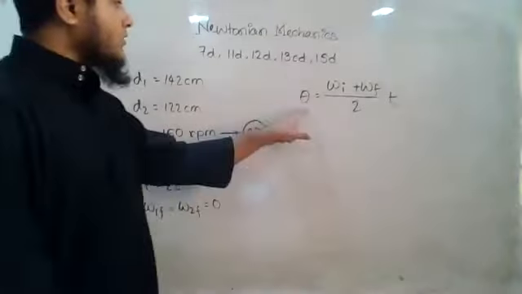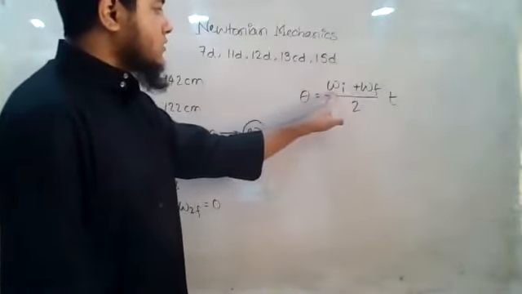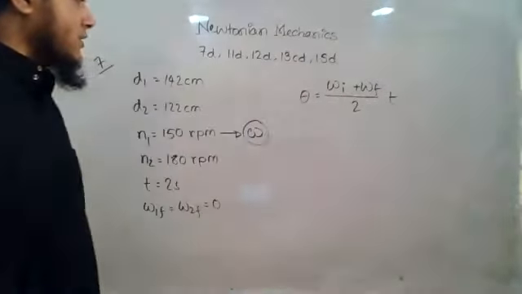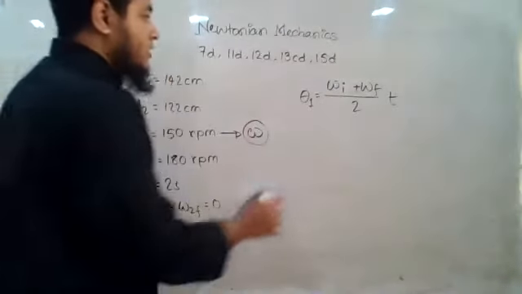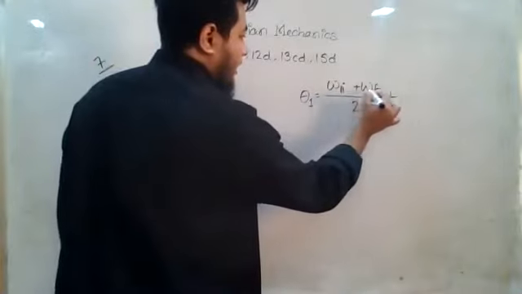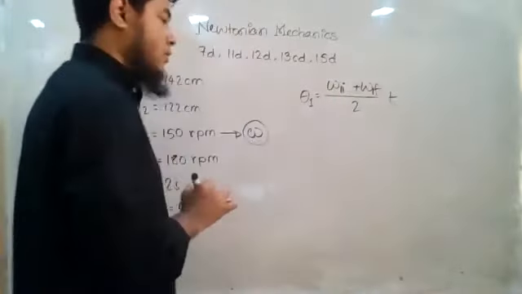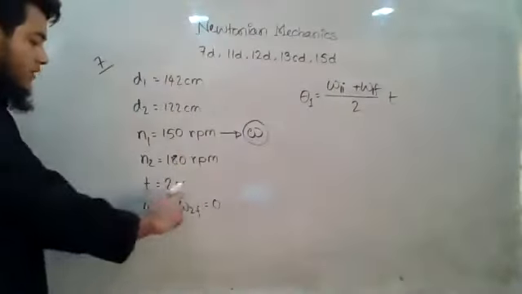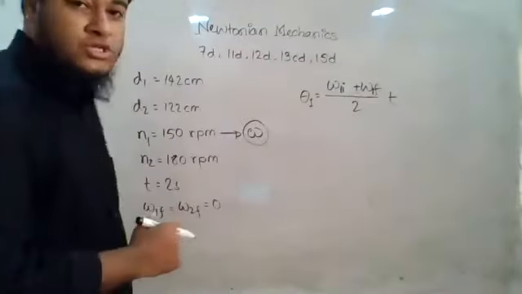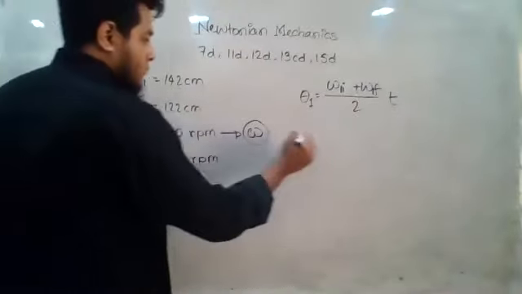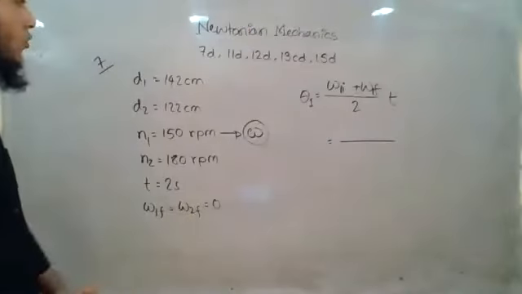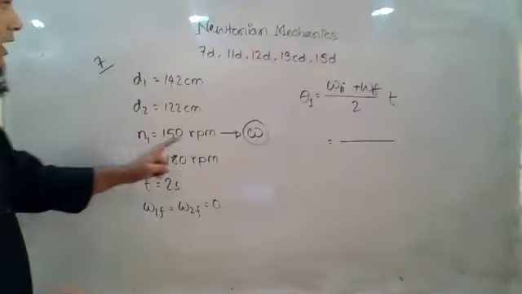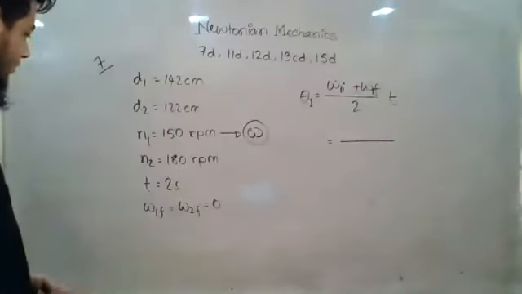To find out the theta, I need 2 things: initial velocity and final velocity. How can I find them? Let us say for the first body I am calculating, so I will put omega 1 i and omega 1 f. Time is same for both of them, 2 seconds, that is why I will not put t1, t2. Now theta 1. If I want to calculate theta 1, I need omega i. How can I calculate it?